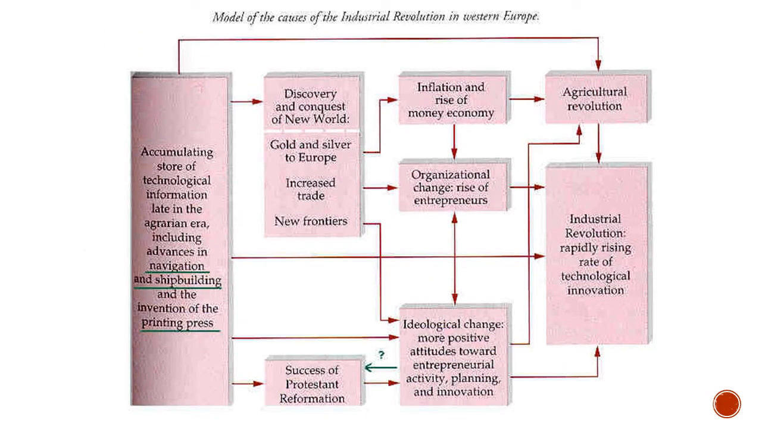And here's a handy dandy chart that summarizes a bunch of the stuff that we're talking about in terms of the Industrial Revolution. You can see where some of this is coming from. If you look at the left, it says accumulation and store of technological information in the agrarian era. So we're talking about the pre-industrial era, that is advances in navigation and shipbuilding, which allows the movement of people. It also allows the ability to bring resources into Europe to fuel industrialization, as well as the printing press and the spread of all of these various ideas that people will then use to build upon to develop their own ideas.